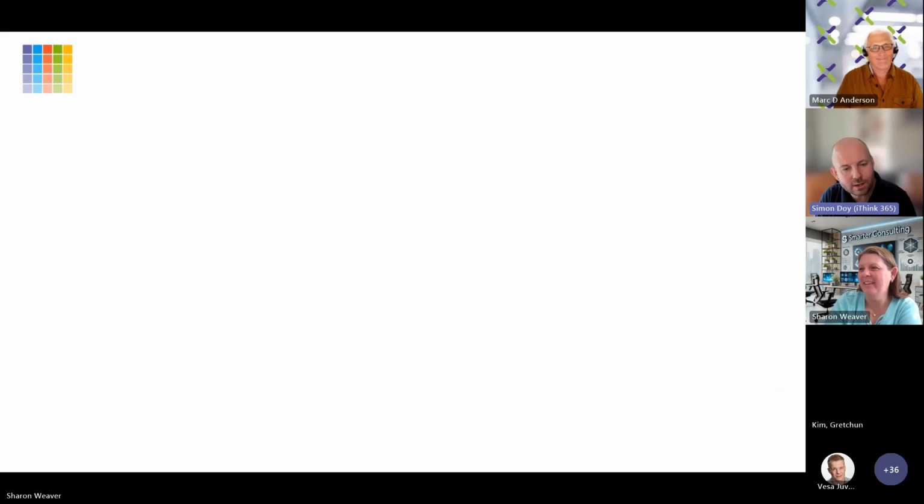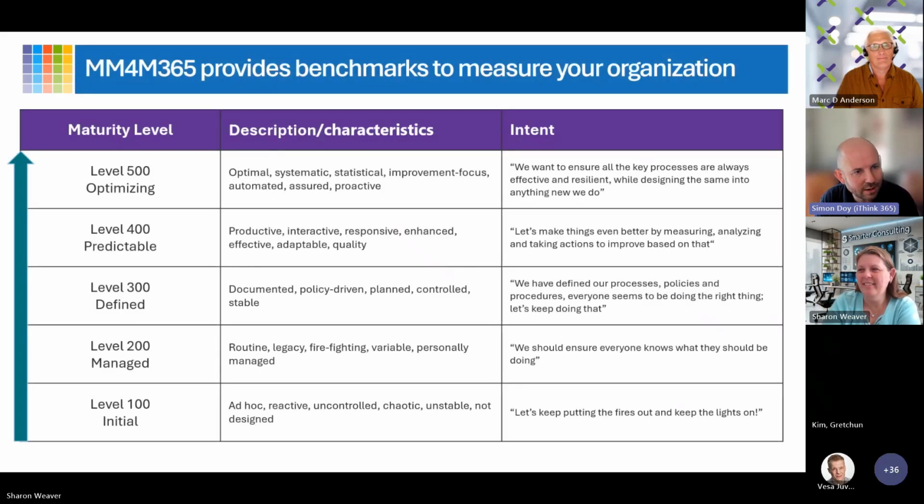The maturity model is split up into 5 areas, and we go from level 100 to level 500, with level 100 being that initial default place where everything's kind of on fire, and we're just all about keeping the lights on. Moving up to 200 when we're trying to build something which is more documented and planned and controlled and stable, through up to level 400, where we're then looking at measuring and improving, to level 500 when we reach this nirvana state around those competencies. Go on, move on to the next slide. Thanks, Sharon.